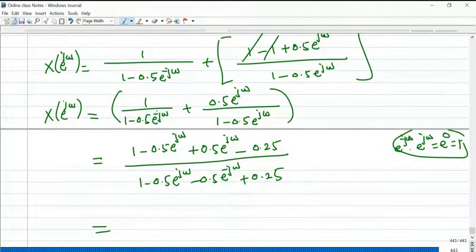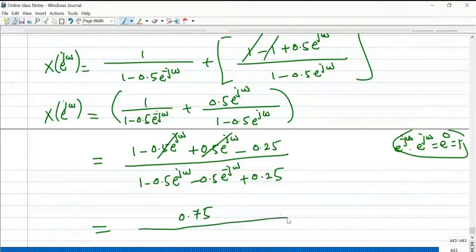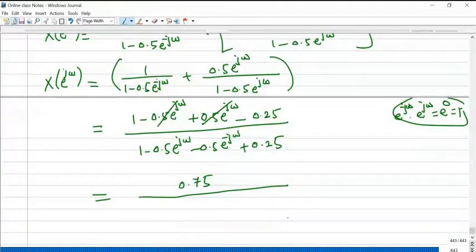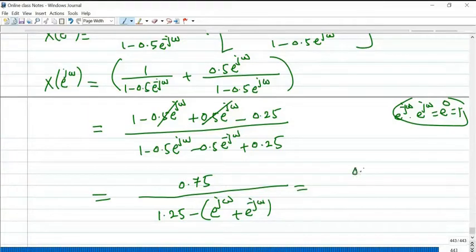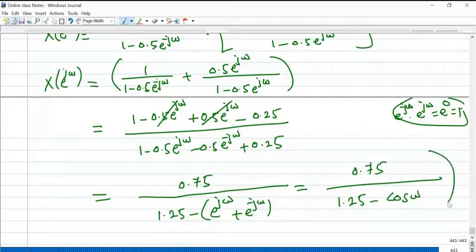So what is the final answer? Minus 0.5 e power j omega plus 0.5 e power j omega cancelled. 1 minus 0.25, that is 0.75, right? Denominator 1 plus 0.25, 1.25, minus of e power j omega plus e power minus j omega. So 0.75 divided by 1.25 minus cos omega. This is your final result.